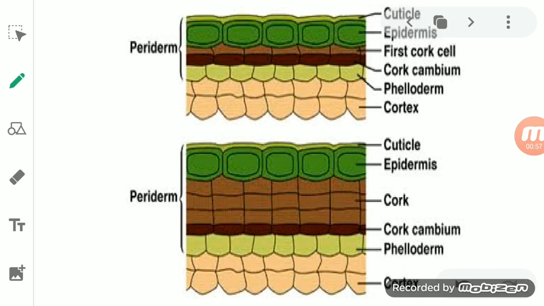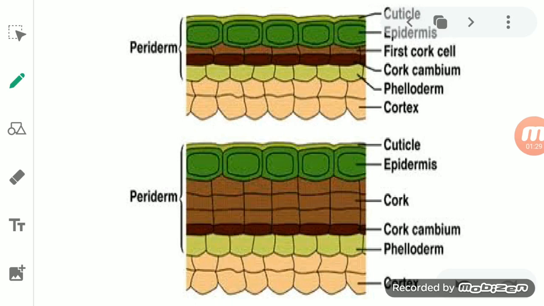The second one is the thick cuticle. You know the cuticle, wax, the epidermal hair, or the multi-layered epidermis. All these things help in reducing the loss of water from the internal tissues. You know that water is very important for the plant, so loss of water should be prevented by the epidermal layer.